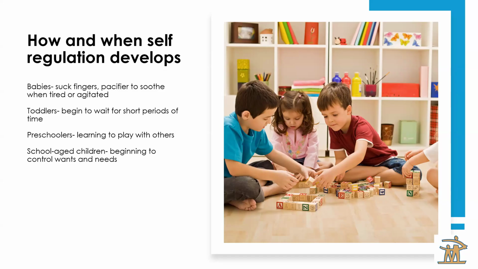Toddlers, we just talked about, 1 to 3 years old or so. Those kids, we know they have big feelings, but not a lot of control yet. They have strong emotions. They have very little impulse control. Tantrums are normal, but adults can help them calm their bodies and talk through their emotions with them. That's really what we need to do at that age.